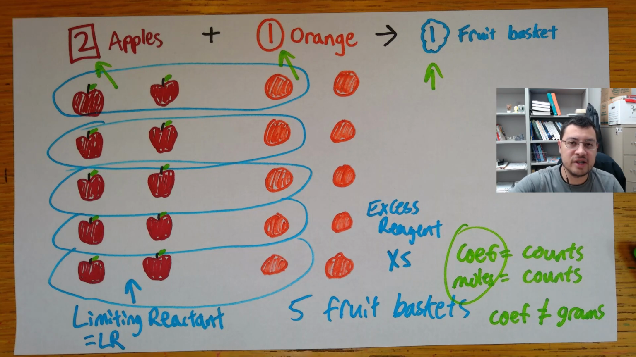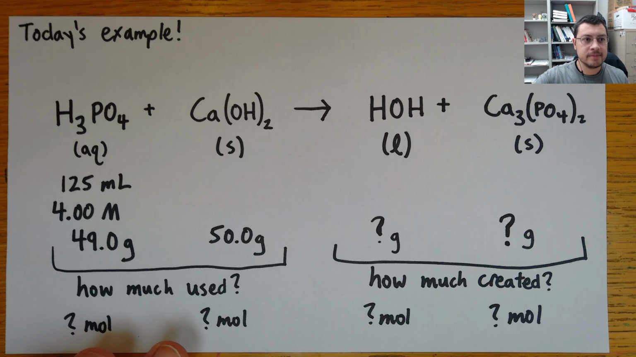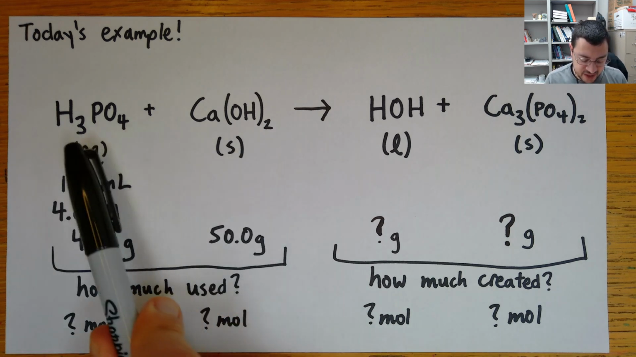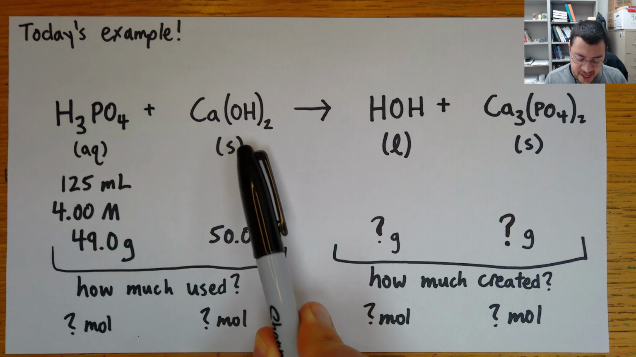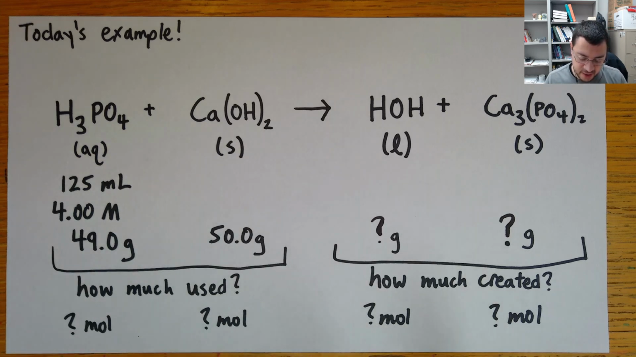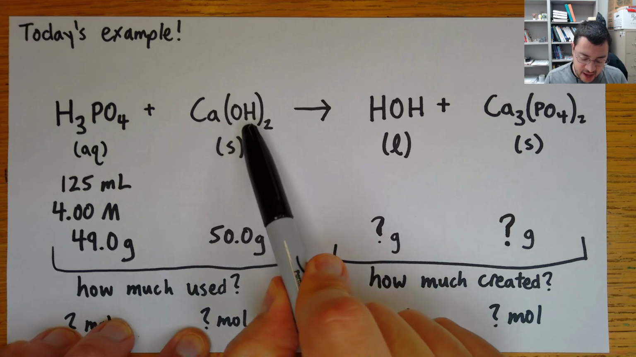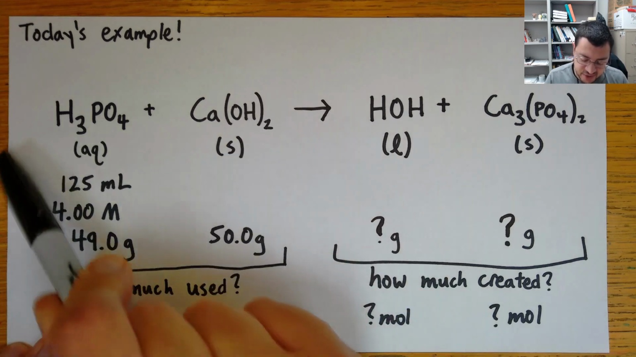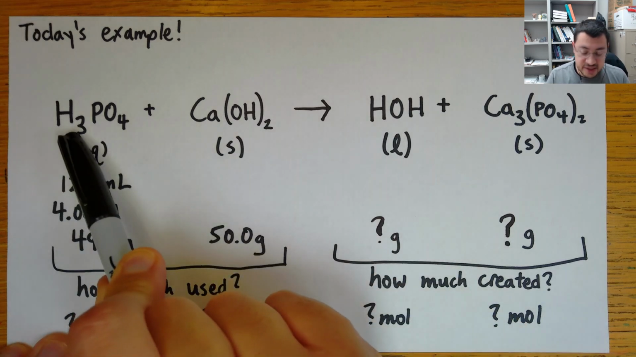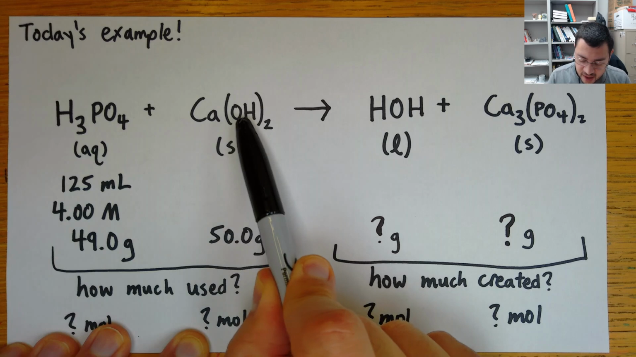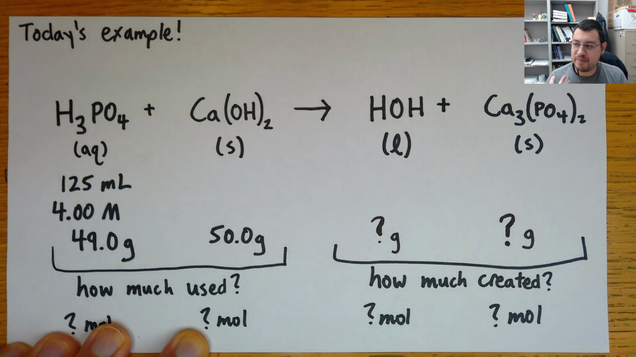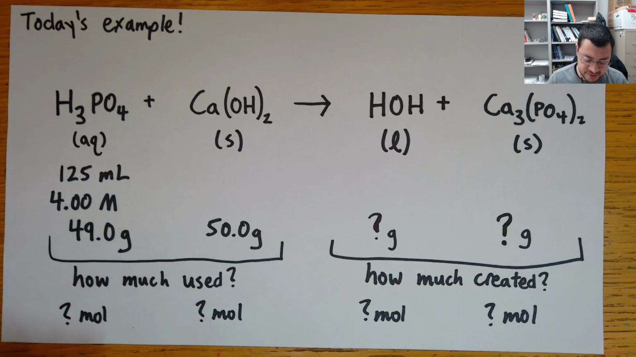All right, let's get started with today's problem. The problem today is an acid-base reaction between phosphoric acid and calcium hydroxide. It's a double displacement reaction. And when I have hydroxide as an anion in an acid-base reaction, I prefer to keep the H's from the acid separate from the OH's from the base, and therefore I write HOH instead. Me personally, I find that easier to balance the equation.